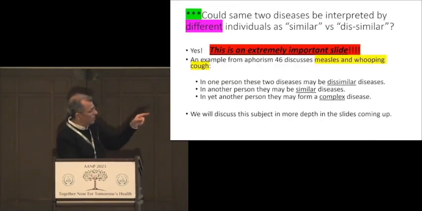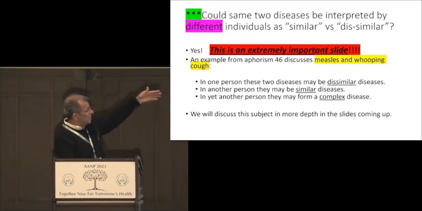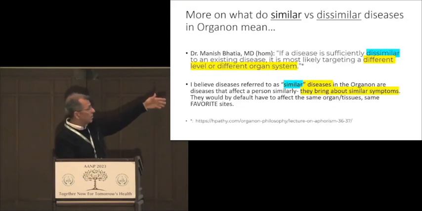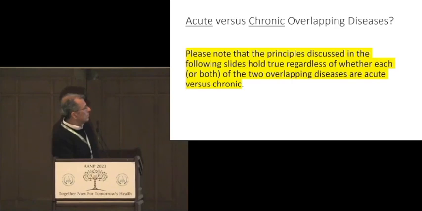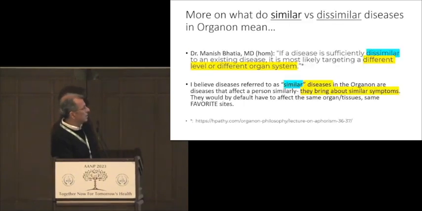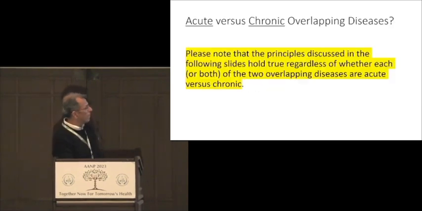So if three people get measles and whooping cough, in one person these two diseases may be considered dissimilar by that person. In another person, these two diseases may be considered similar. In a third person, the same two diseases may join together and form a complex disease, which we're going to talk more about. These slides are extremely important. So this is what Dr. Bhatia said about similar versus dissimilar diseases right up there. Similar to what I said earlier.